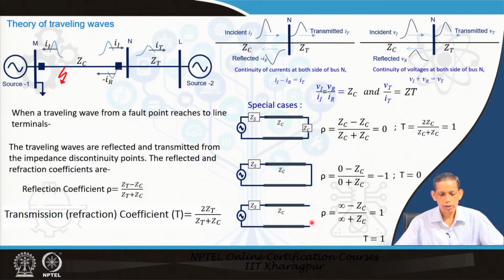When it is open, the rho becomes equal to 1. So whatever is incident will be totally reflected, and nothing will be transmitted. Here T equals 1 plus rho, so T becomes equal to 0 in this case.